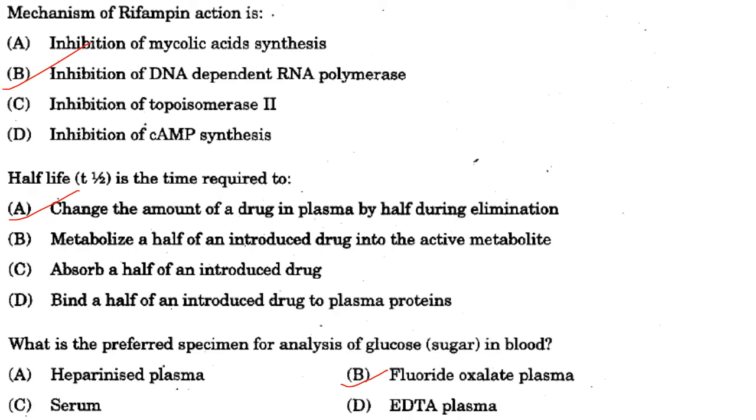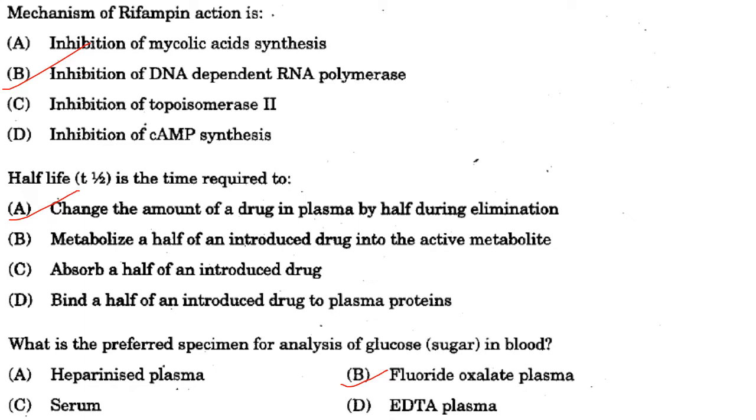Mechanism of rifampicin action is inhibition of DNA dependent RNA polymerase. So rifampicin inhibits DNA dependent RNA polymerase. Answer is option B. Then half-life is the time required to change the amount of a drug in plasma by half during elimination.